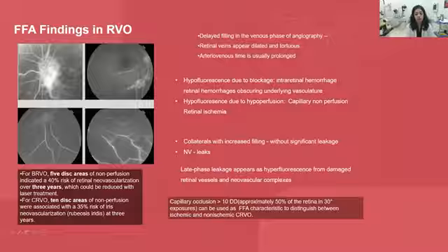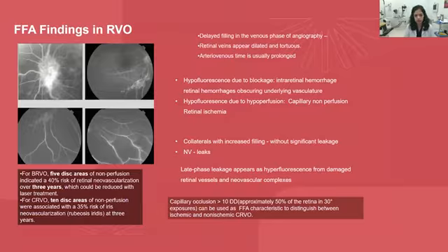So for BRVO, 5 disc areas of non-perfusion indicates a 40% risk of retinal neovascularization in 3 years. And for CRVO, 10 disc areas of non-perfusion were associated with a 35% risk of iris neovascularization at 3 years. So capillary occlusion of greater than 10 disc diameters can be used as an FFA characteristic to distinguish between ischemic and non-ischemic CRVO. That is approximately 50% of the retina in the 30-degree exposures. So it is very important to do FFA, and we have to choose exactly which phase to do it, so that we are not wasting an invasive investigation on a patient.